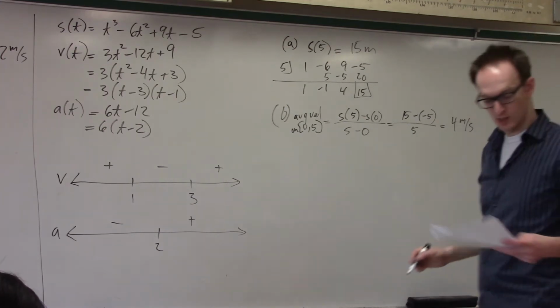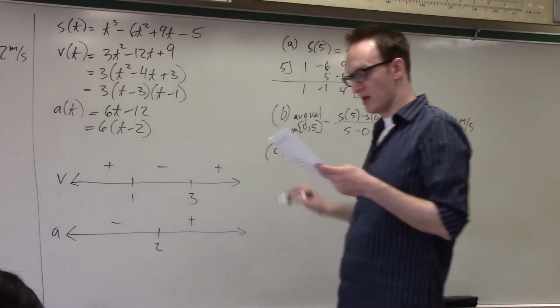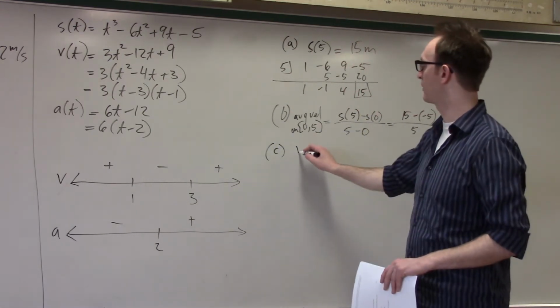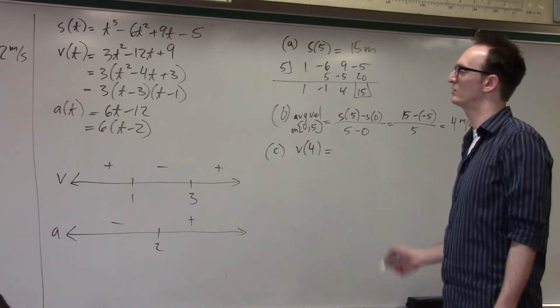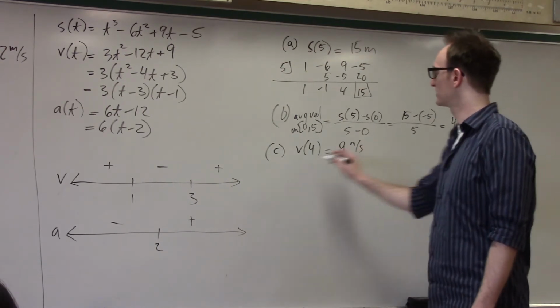Yeah? Okay, good. Part C, what is the instantaneous velocity when t equals 4? So they're just asking for v of 4. So you just plug 4 into the velocity function and you get 9 meters per second.